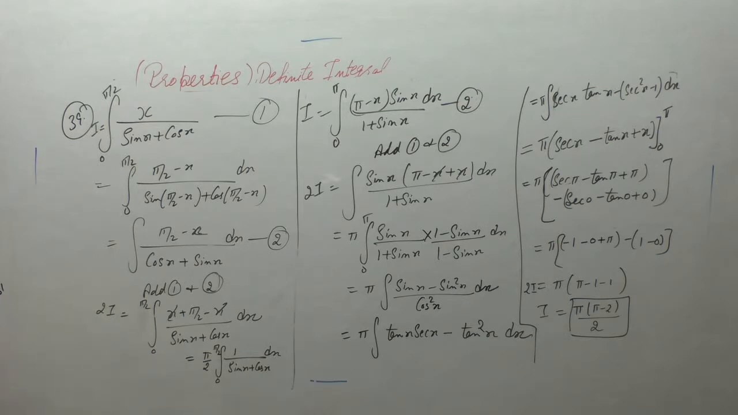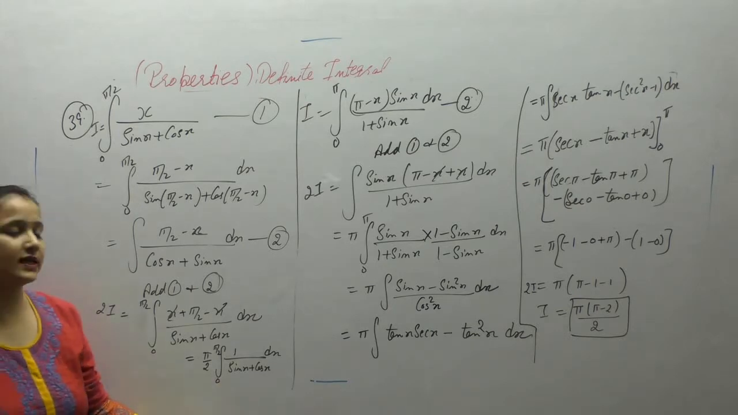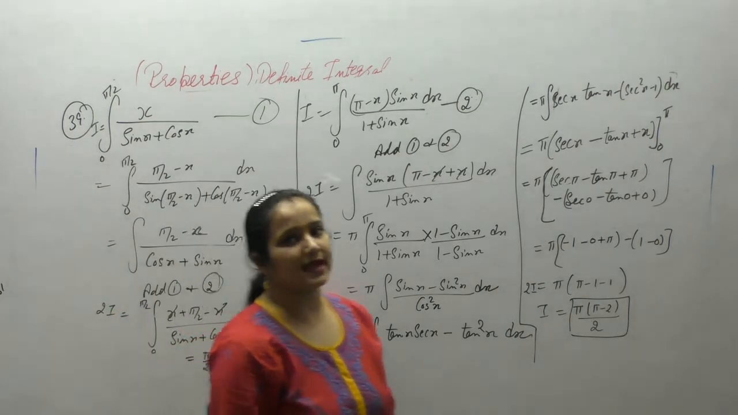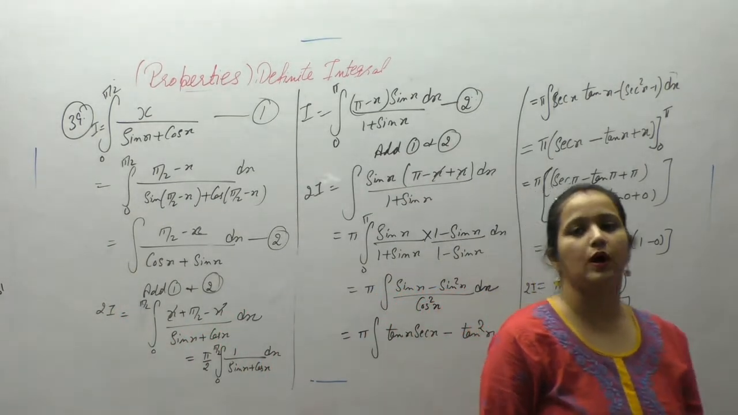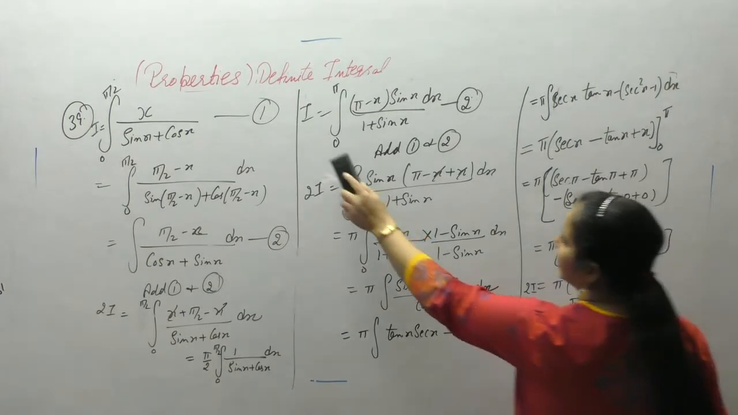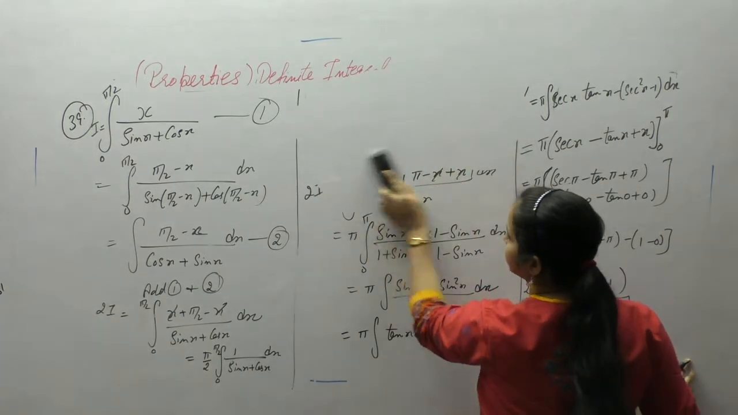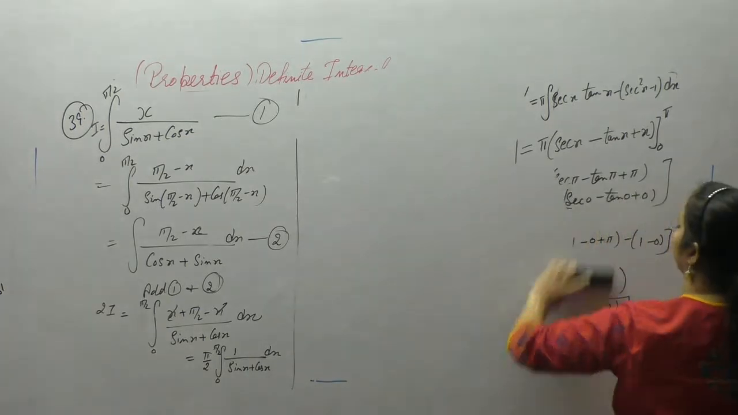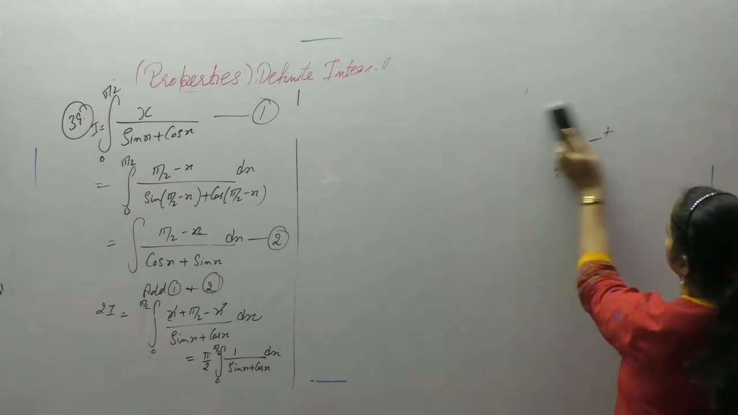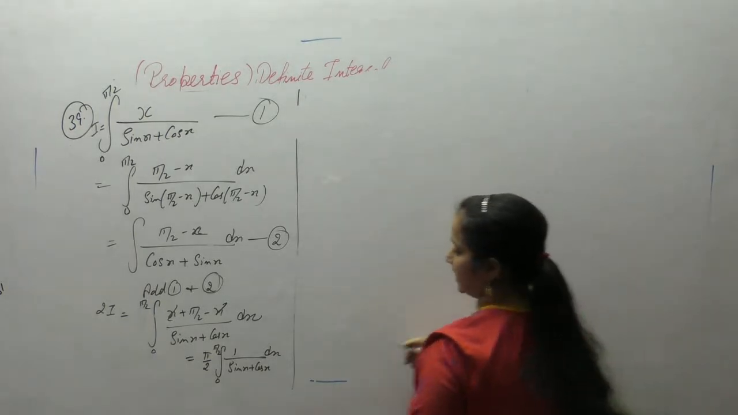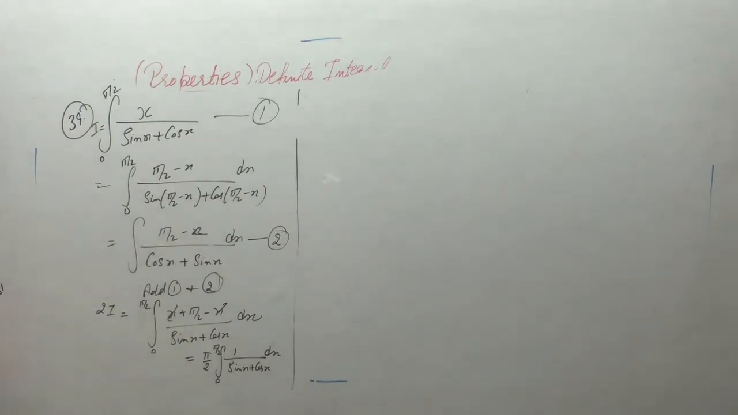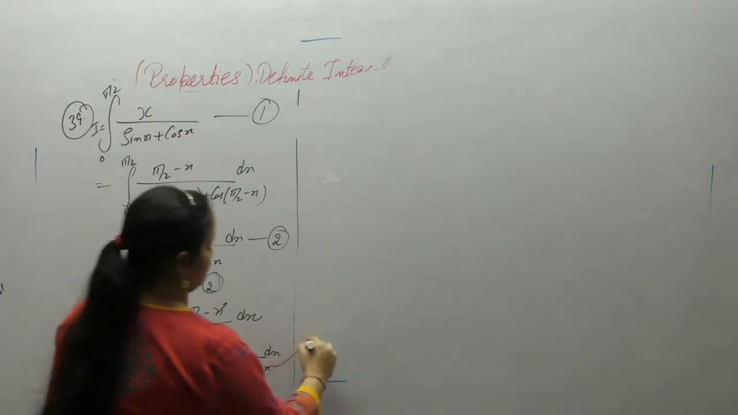We did the same question like this, question number 31. Same limits, 1 upon sin x plus cos x. By putting sin x as 2 tan x by 2 upon 1 plus tan square x by 2 and cos x as 1 minus tan square x by 2 upon 1 plus tan square x by 2. By using that you can try it by yourself. Same as question 31.